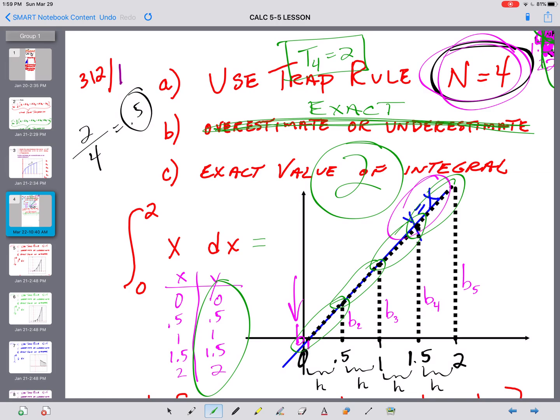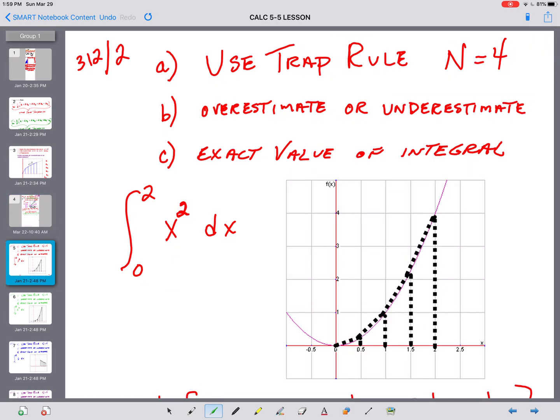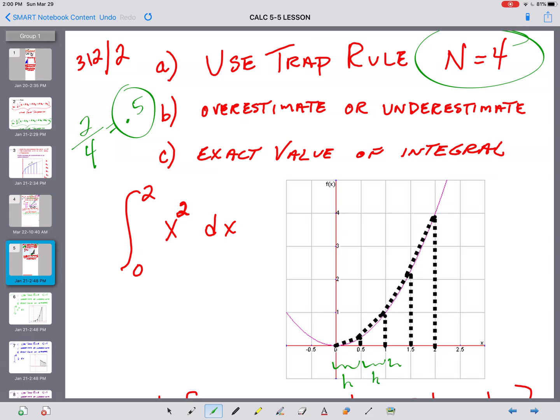Let's go to problem 2. Okay, in problem 2, same thing. We're looking at 4 trapezoids. Okay, hey, look at the limits. From 0 to 2, that's 2 units. I want to break it into 4 trapezoids. Again, the height is going to be 0.5. There's the height, there's the height, and there's the height. Each one is 0.5.